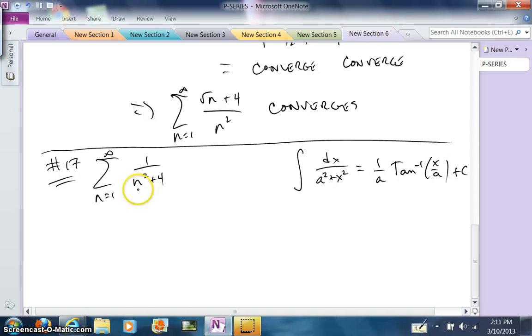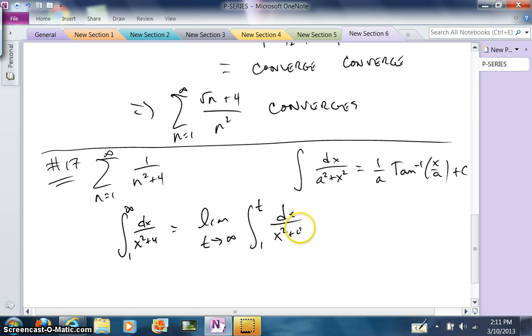Okay, so this one is n squared plus 4, but they're in the opposite order. Now I'm going to do the integral of 1 over x squared plus 4, from 1 to infinity. So that's immediately translated into the limit as t goes to infinity, integral from 1 to t, dx over x squared plus 4.